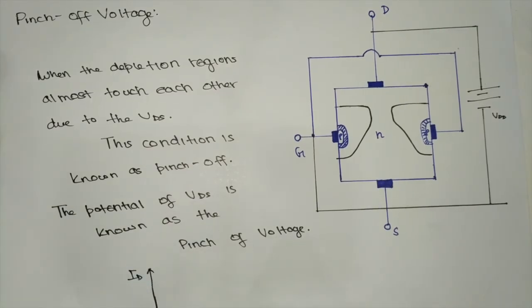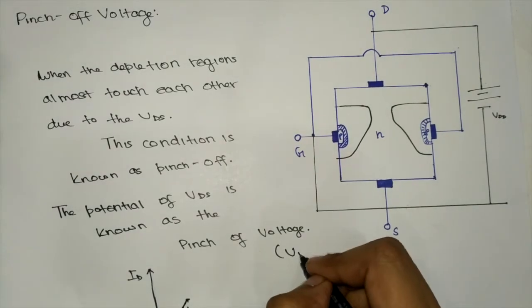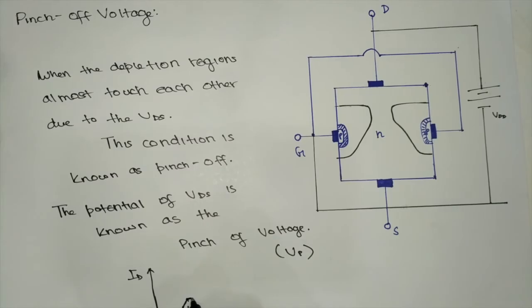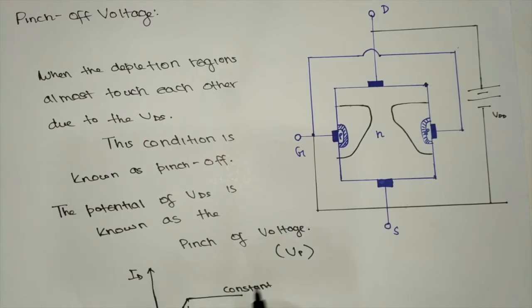ID versus VDS. Initially, as the VDS value was being increased, the ID was increasing in a proportional manner. But as soon as we reach the pinch off voltage, that is VP, the current becomes constant. That is, initially the resistance was a constant value, but when the pinch off condition is reached, the resistance becomes infinity.